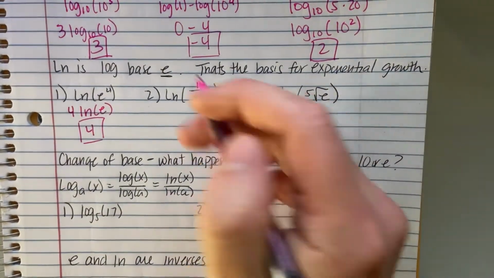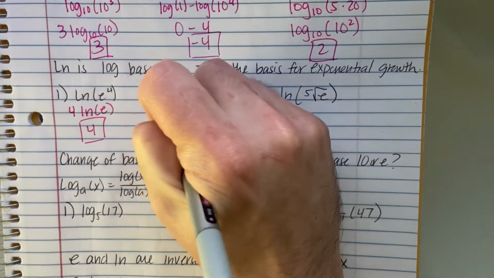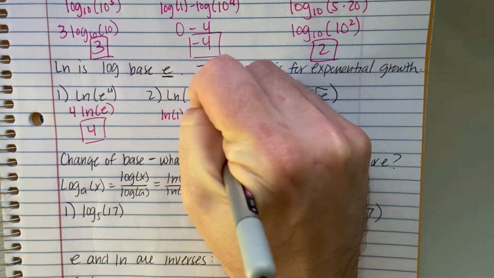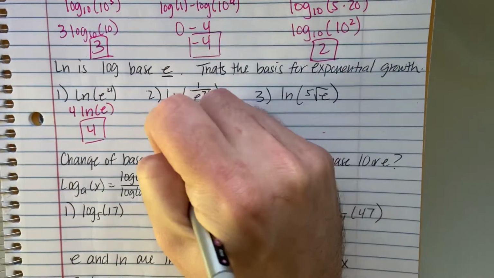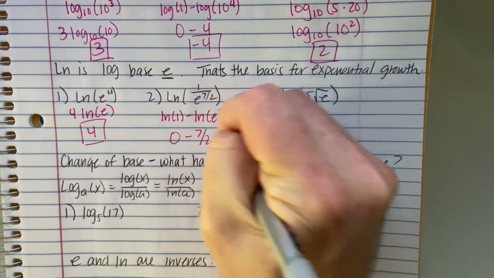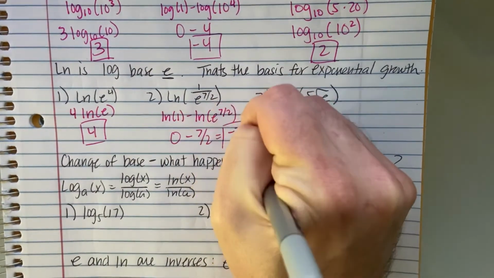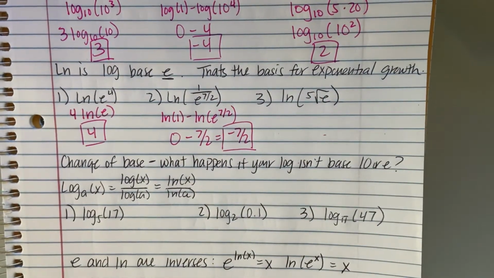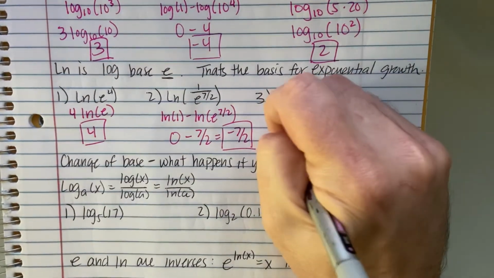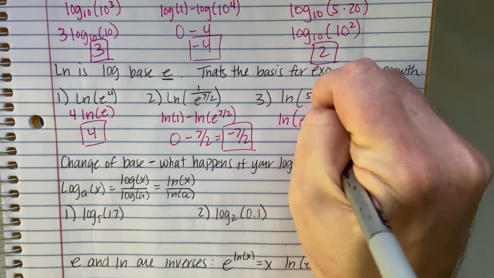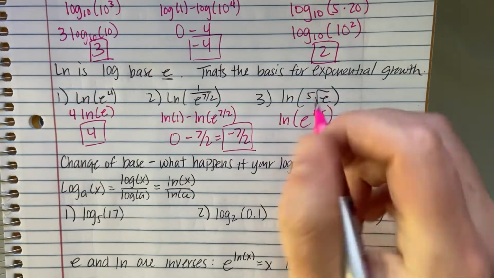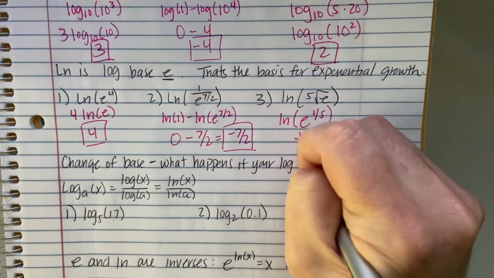Similarly, the ln of 1 over e to the 7 halves is ln of 1 minus the ln of e to the 7 halves, which is 0 minus 7 halves, or negative 7 halves. And lastly, the ln of the 5th root of e. Since e is just a number, we're going to write this as e to the 1/5 power, and then the ln and the e cancel, and you just get 1/5.